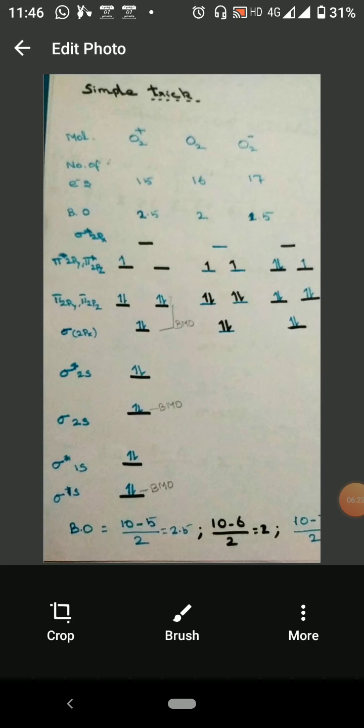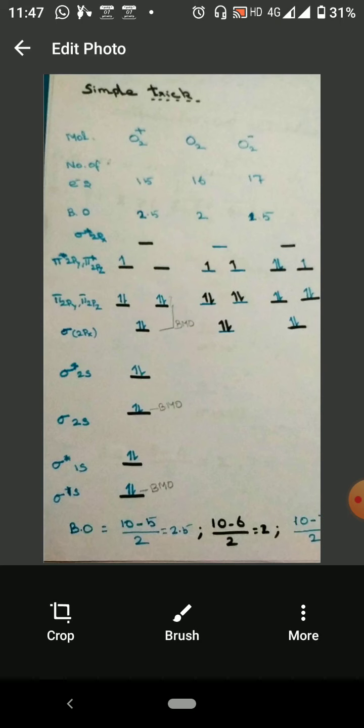Now let us move on to the simple trick. Whenever we have a molecule and we want to calculate the bond order, just count its total number of electrons. For example, here I have given 3 molecules: O2 plus, O2 and O2 minus. Just remember each total number of electrons, then we can easily predict the bond order.